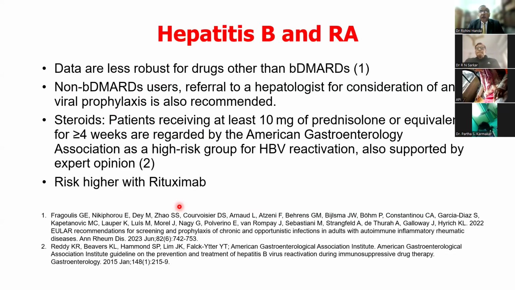Hepatitis B and rheumatoid arthritis. I have mentioned here that you must involve a hepatology colleague. Even patients who have to receive doses of steroids more than 10 milligram for more than 4 weeks are at a high risk for HBV reactivation, and the highest risk is with rituximab. Sometimes you have bad rheumatoid, you have ongoing hepatitis, and there you have to individualize your treatment and you need to consult with your hepatology gastroenterology colleagues.